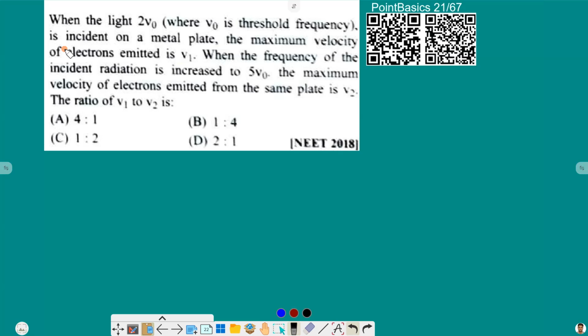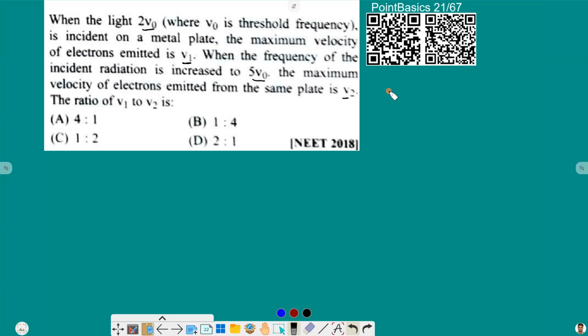When a light of 2 nu naught, where nu naught is the threshold frequency, is incident on a metal plate, the maximum velocity of electron emitted is V1. When the frequency of incident radiation is increased to 5 nu naught, the maximum velocity of the electron emitted from the same plate is V2. The ratio of V1 and V2 we have to find out.